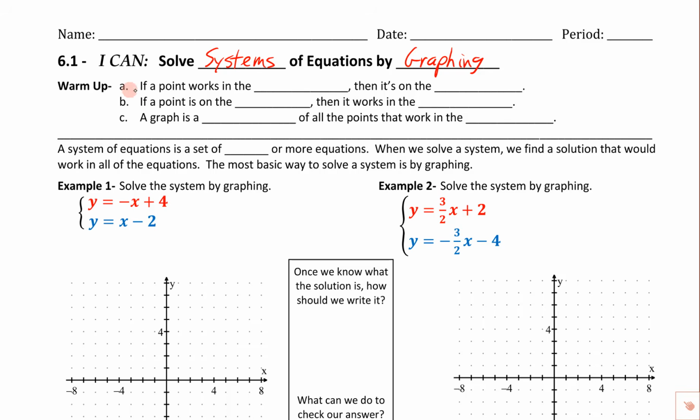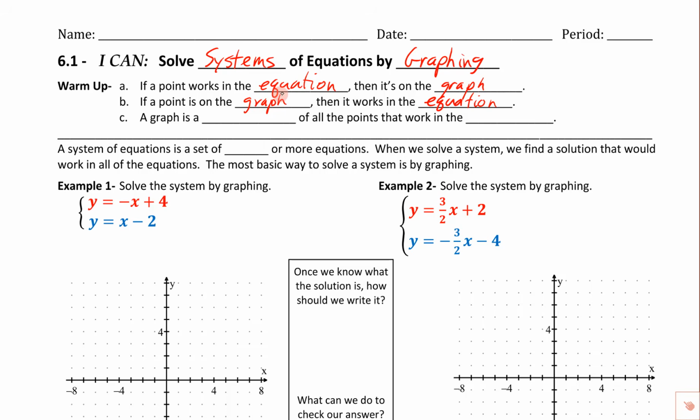The first one says on A, if a point works in the blank, then it's on the blank. So if a point works in the equation, then it's on the graph. Meaning if we plug it into the equation and it makes the equation true, then it would be on the graph. And if a point is on the graph, then it works in the equation. So these go forward and backwards. Sometimes we say this is the converse of each other.